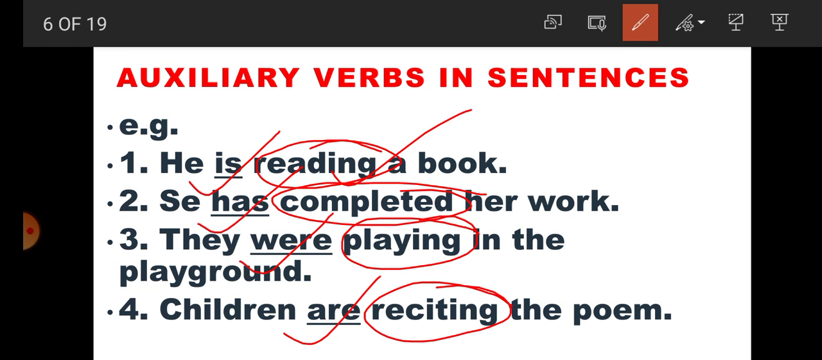So here student, is is the helping verb of the main verb reading. Next one, here spelling of the word is wrong, make it correct student. Okay, so she has completed her work. So here has is the helping verb of the main verb completed. Third example, student, were is the helping verb of the main verb playing. Children are reciting. So are is the helping verb of the main verb reciting.